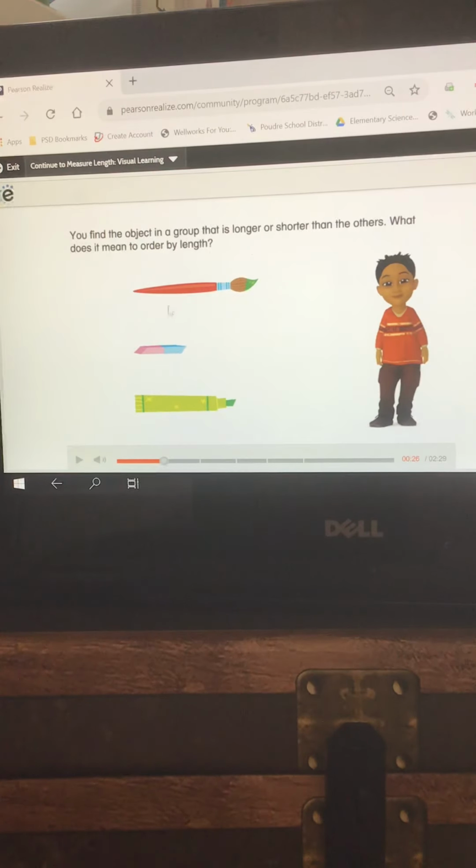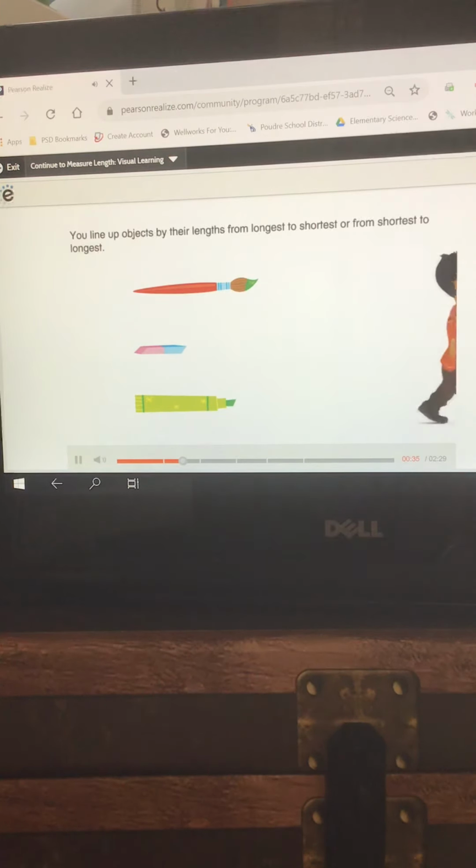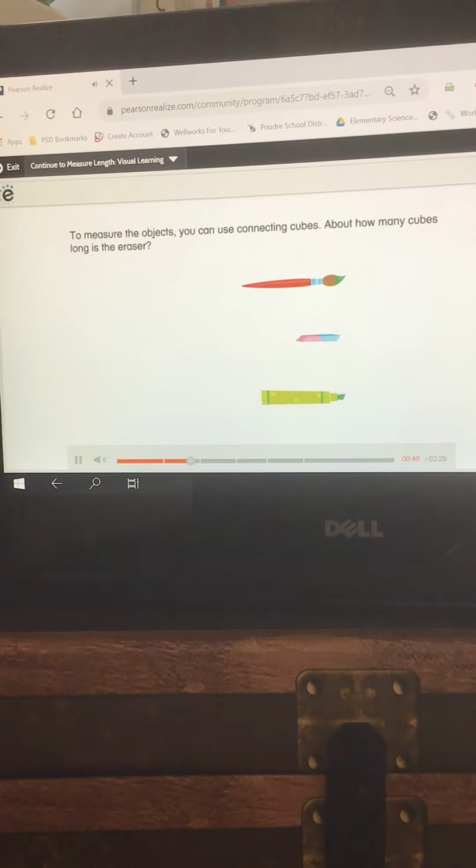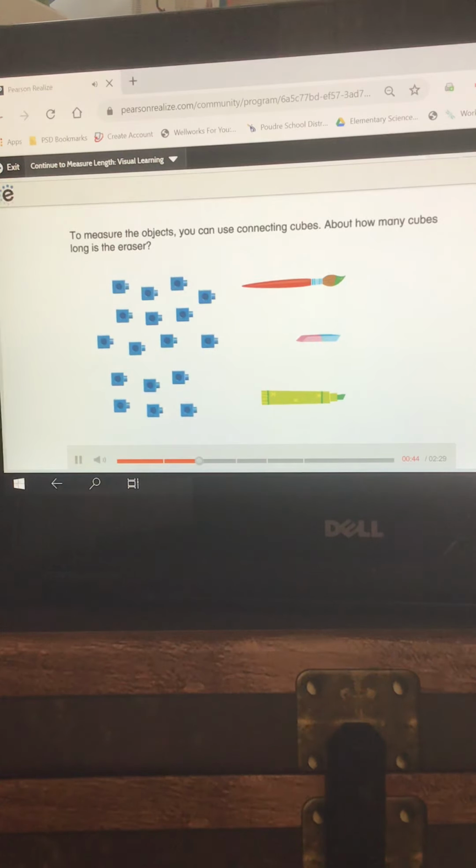So we could start with the shortest and go to the longest, or we can start at the longest and go to the shortest. We need to put them in order. You line up objects by their lengths, from longest to shortest, or from shortest to longest. To measure the objects, you can use connecting cubes. About how many cubes long is the eraser?